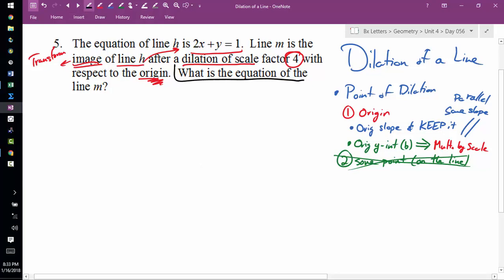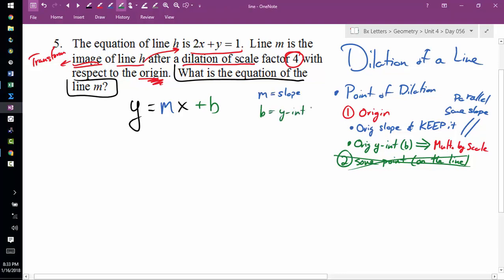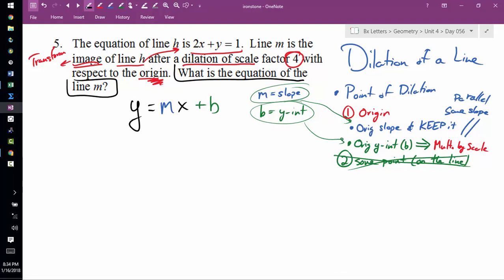They're saying, what is the equation of line M? And an equation follows y equals mx plus b, where m is the slope and b is the y-intercept. So that's what we'll need to write the new equation. We're going to keep the slope from our old equation because they're parallel, and we're going to multiply our y-intercept by the scale factor to find the new one. So let's gather that information, and then we'll substitute.